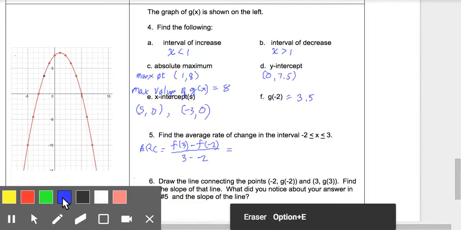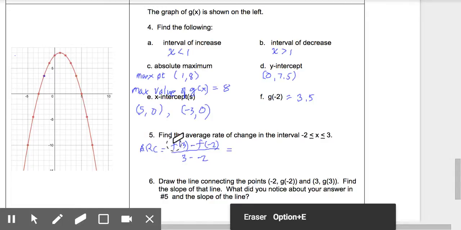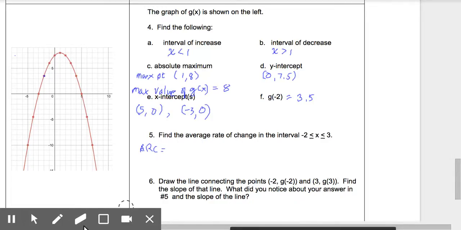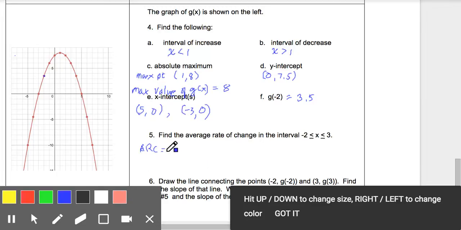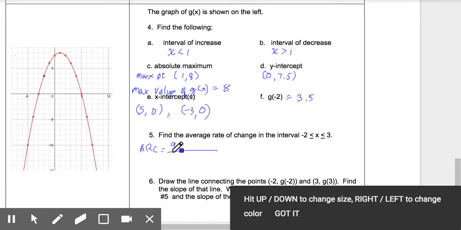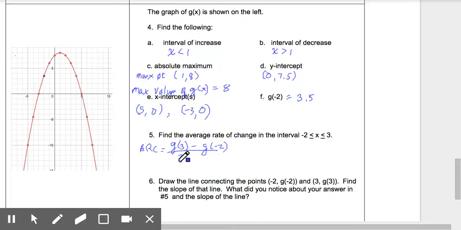Oh, it's not f. Our function is not f, it is g. So let's change this. Okay, I'm just going to change everything to g. So we want g of 3 minus g of -2 all over 3 minus -2. Now, we already have g of -2, which is right here in letter F, so we can use that to fill this up, but we just need the g of 3. So let's go find g of 3.